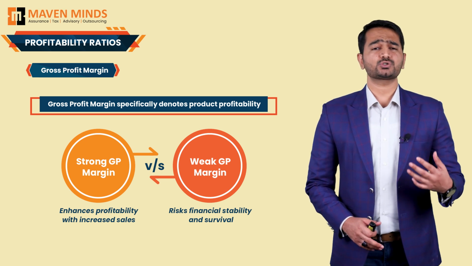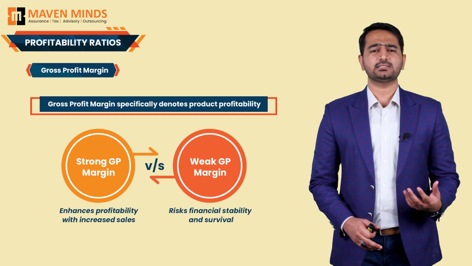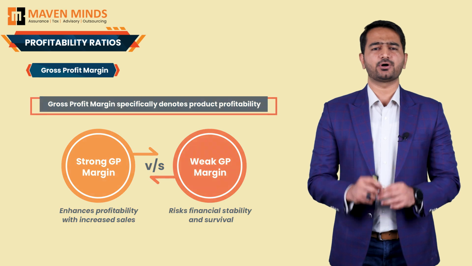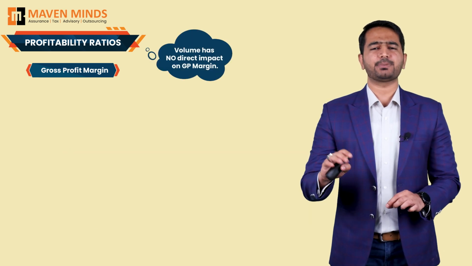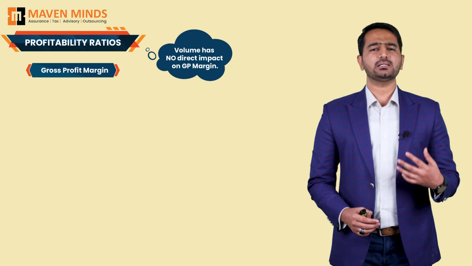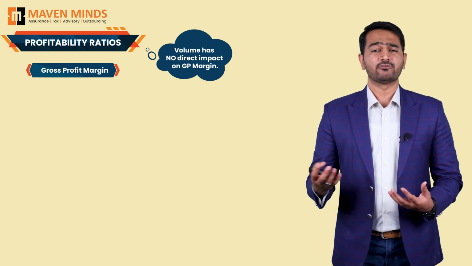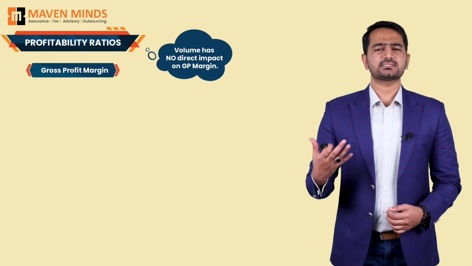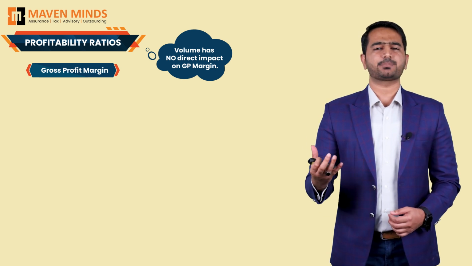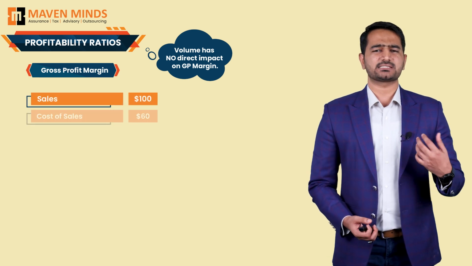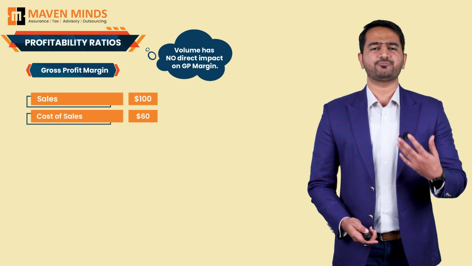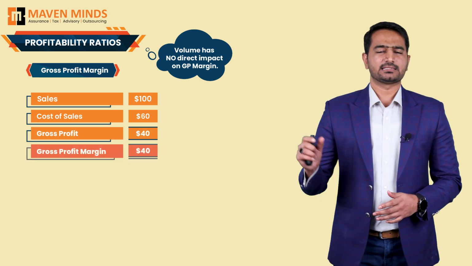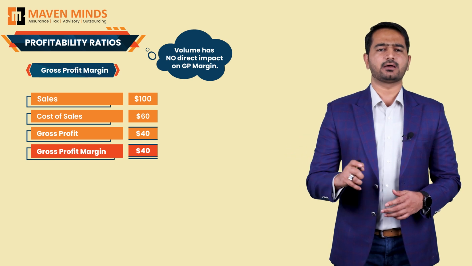Now, one of the most common misconceptions about GP margin is that higher sales volume improves GP margin. But let me clarify this for you. Volume has no direct impact on the GP margin. Many people mistakenly discuss the volume when discussing the GP margin, which is incorrect. For example, imagine a company sells only one product at a selling price of $100 and the production cost is $60, resulting in a gross profit of $40. Here, the gross profit margin would be 40%. That is 40 divided by 100 multiplied by 100.